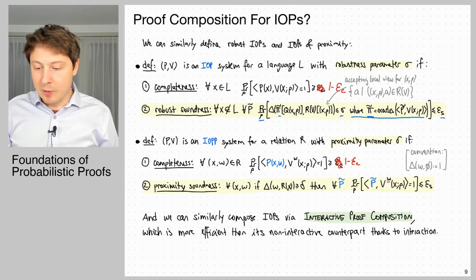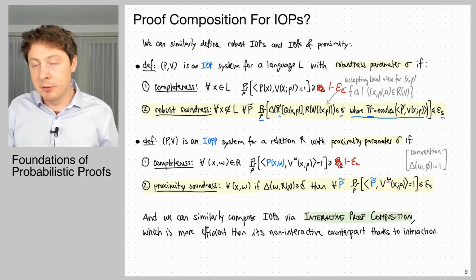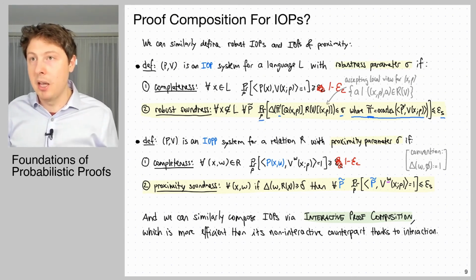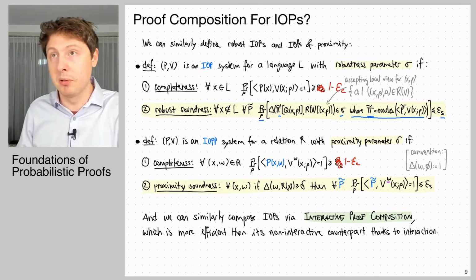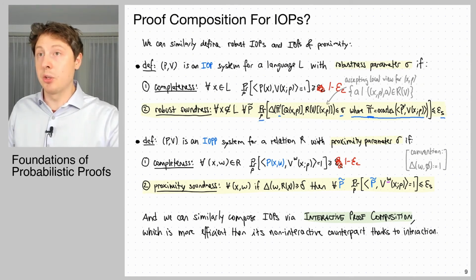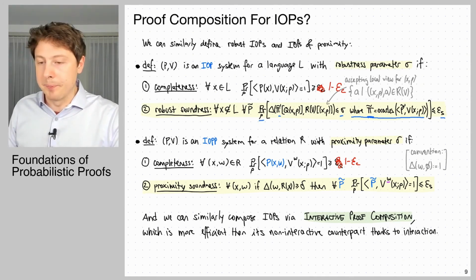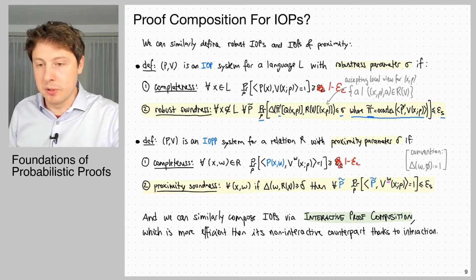Now, for IOPs, we can similarly define interactive proof composition, which in fact will turn out to be more efficient than its non-interactive counterpart, again thanks to interaction. This is a theme that we've seen many times: by using interaction, we're able to make things cheaper, by giving the verifier the opportunity to send the randomness, rather than the prover being prepared for every choice of randomness. Any questions about this slide? We're about to talk about proof composition for IOPs.